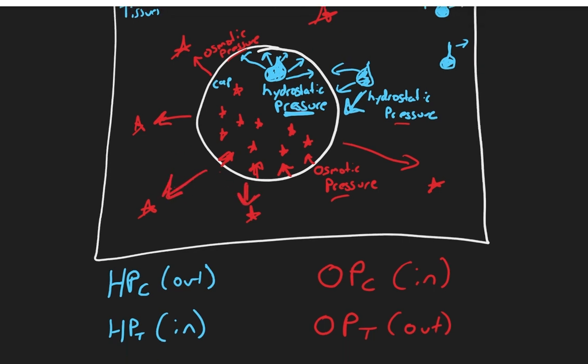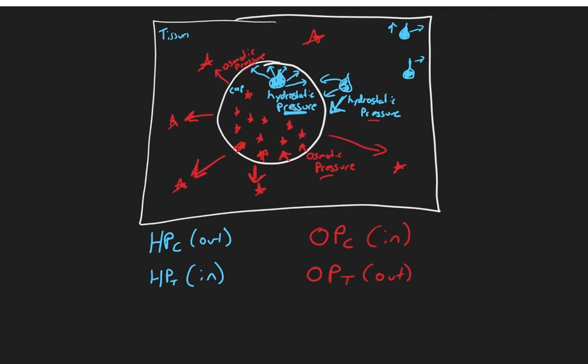Okay, so now if we want to figure out our net filtration pressure, we're going to take our outward pressures, which is the hydrostatic pressure of the capillary, that one, and we'll add the osmotic pressure of the tissues. And those are two outward pressures.